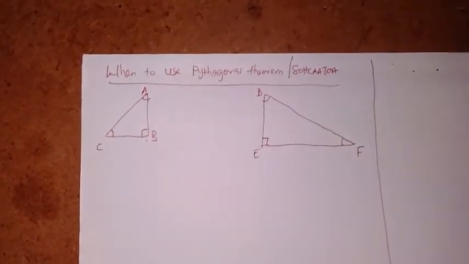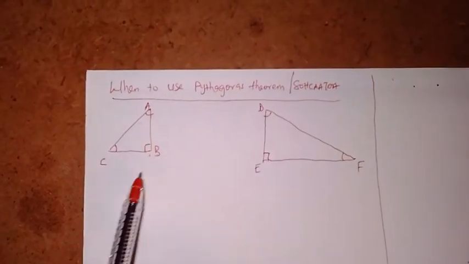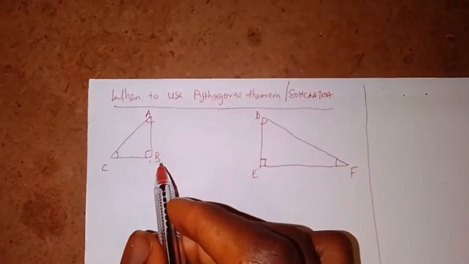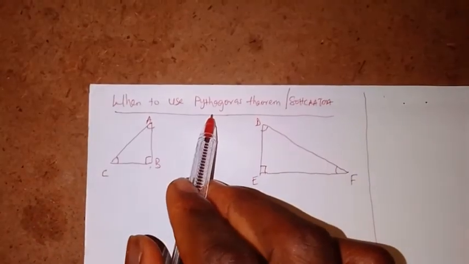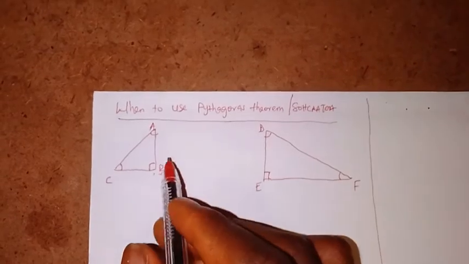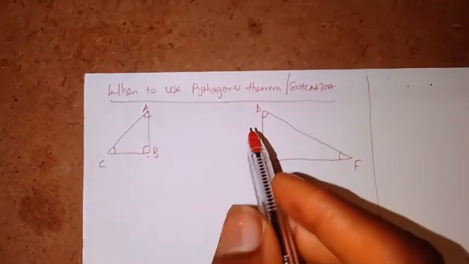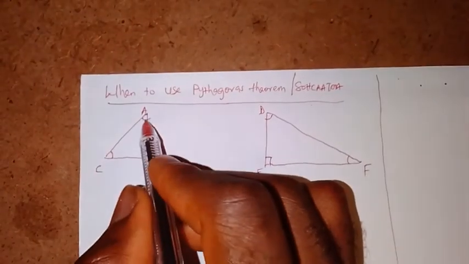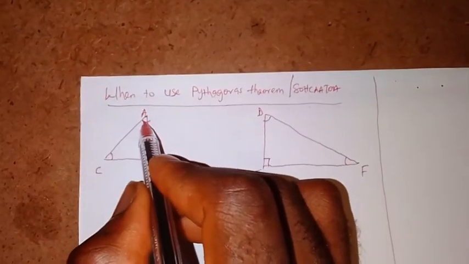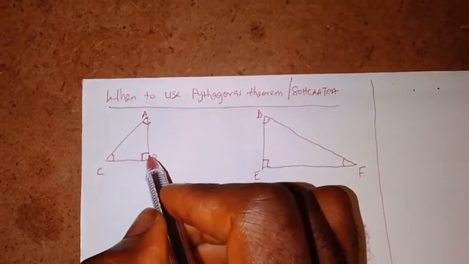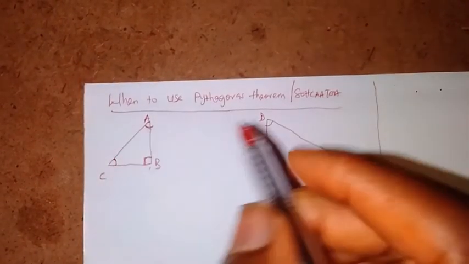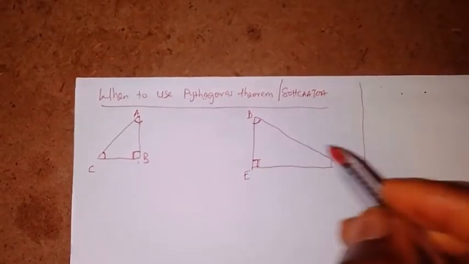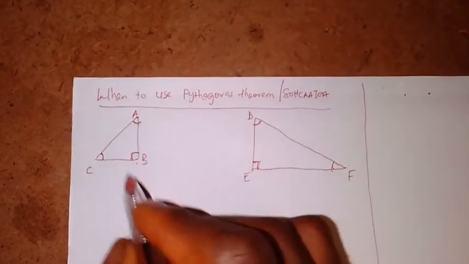Now, given these two right angle triangles, we have triangle ABC, we also have triangle DEF in this case. Before we move into how to use Pythagoras theorem and SOHCAHTOA, let me quickly show what our angles are and what our sides are. We have three angles here, ABC, where this is our angle A, this is our angle B, the right angle, and our angle C. For this one, we have this as our angle D, our right angle E, and our angle F.